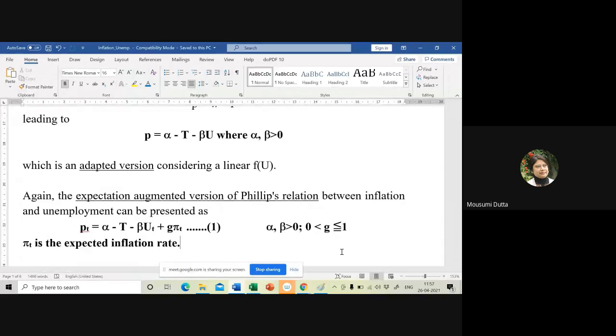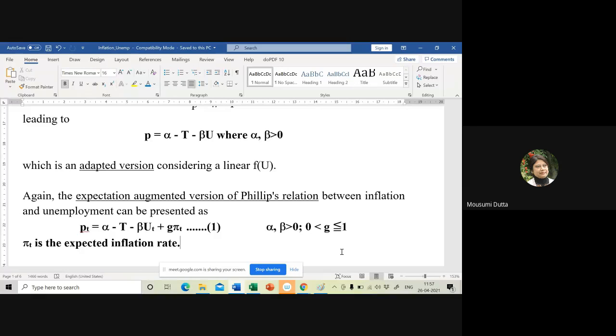Inflation rate of this period is not only a function of the unemployment rate, but also a function of the expected inflation rate. This has been calculated on the basis of the past inflation rate. I'll go for an equation for pi t. So how do we actually derive or get some idea about pi t? This is the version which we are calling equation number 1. This is the complete version where p t is a function of u t and pi t.